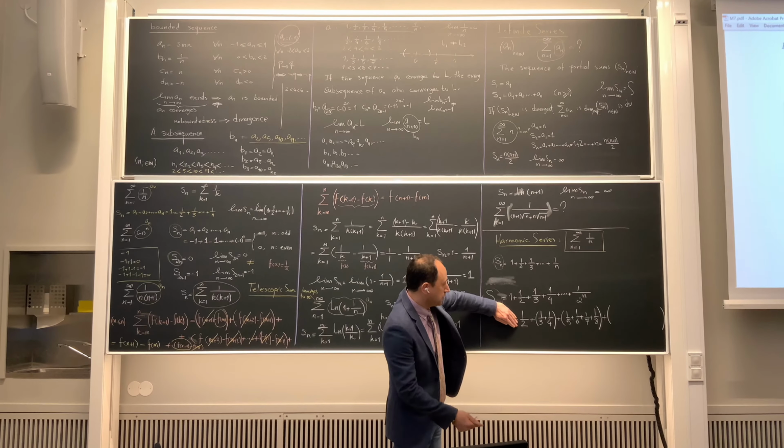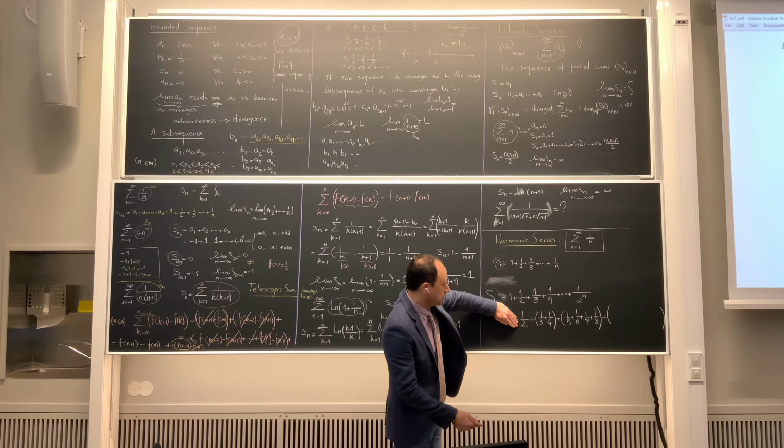So this means that Sn is the sum of all the areas of these rectangles. Sn is sigma k goes from 1 to n of 1 over k, which becomes these areas. Do you agree that this sum is 1 plus 1 half plus 1 over 3 up to 1 over n? This is the meaning of this sum. But on the other hand, this sum is the sum of the areas of these rectangles. And if you add them, it is larger than the area below the curve from 1 up to n plus 1. Do you agree?